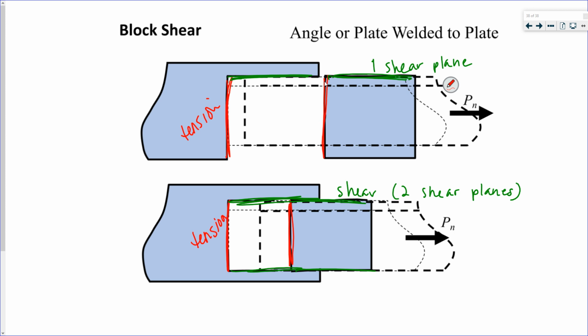So that is some visualizations of block shear. So now we've talked about all the different limit states for tension members. Gross member, we have the yielding, we have the rupture over the effective area, and then block shear, which can occur if you have a connection in tension.